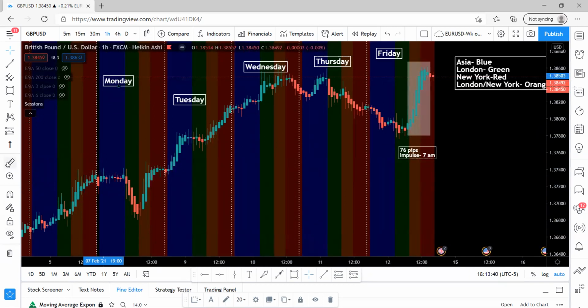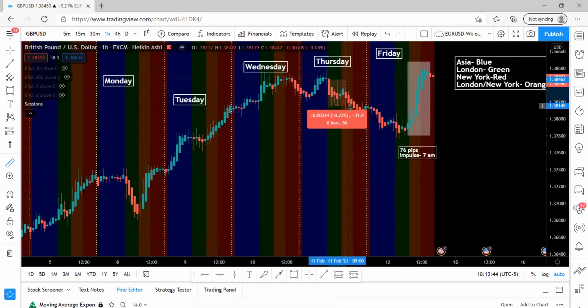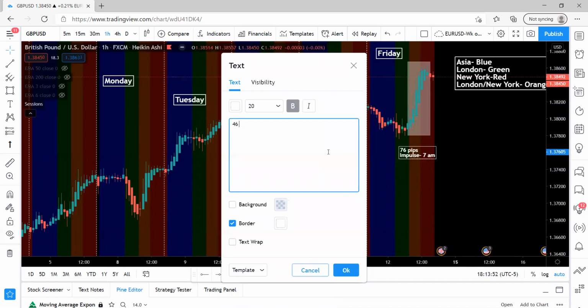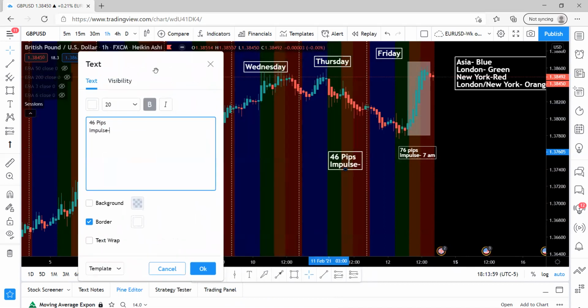So again, I'm looking for an impulse move. This one looks pretty good. This one was 46 pips, so that's a good move right there. So again, I'm going to label it. And I can just move the text box aside. I'm going to hover over the first candle like so. And this occurred at 3 a.m.